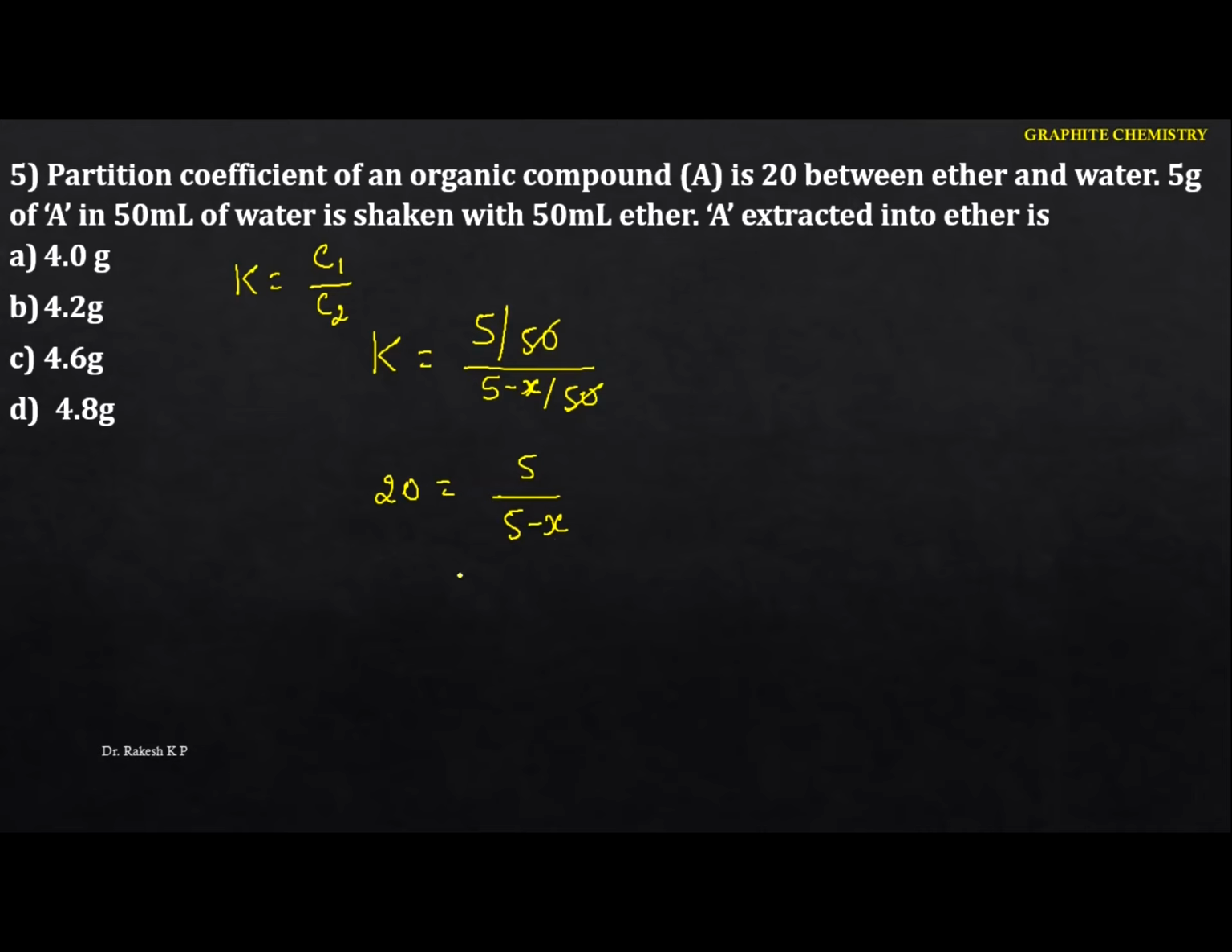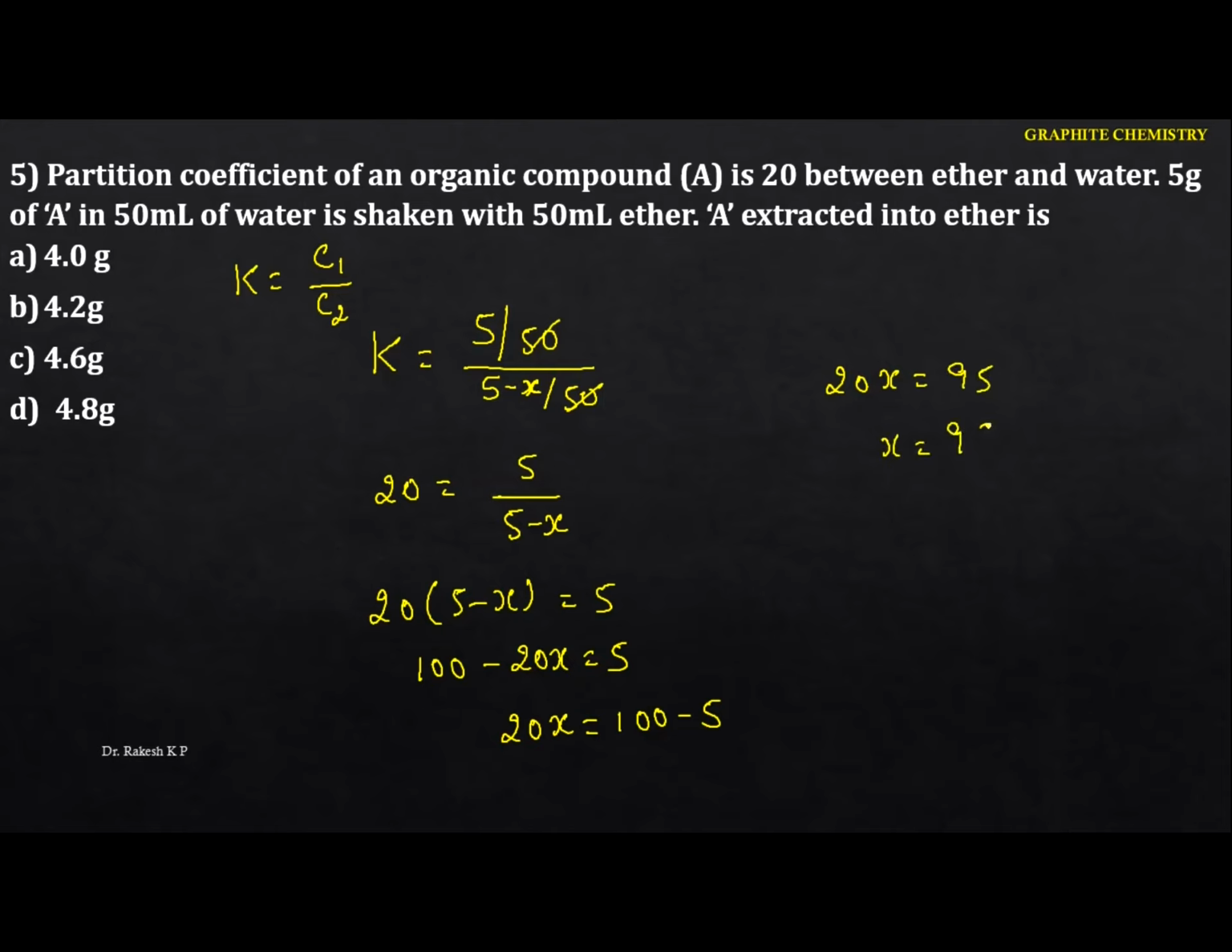Now doing the cross multiplication, 20 into (5 minus x) is equal to 5. So we get 100 minus 20x is equal to 5. Now the next thing, 20x is equal to 100 minus 5, so 20x is equal to 95, and x is equal to 95 divided by 20. The value we get is 4.75 gram. It is near to 4.8, and the option is D.